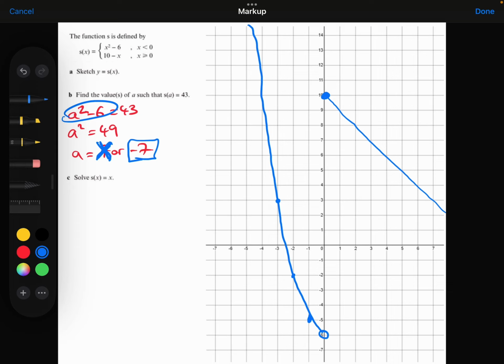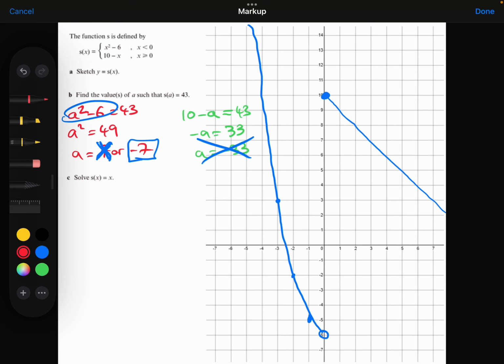The linear graph, let's have a think about that one. So 10 minus x, or a in this case, would have to equal 43. Subtract the 10 from both sides, so a would have to equal minus 33. But the linear graph, the 10 minus x, is not valid for negative values, it's only valid for positive values. So I'm also going to ignore that solution as well. So minus 7 is the only valid solution for part B.